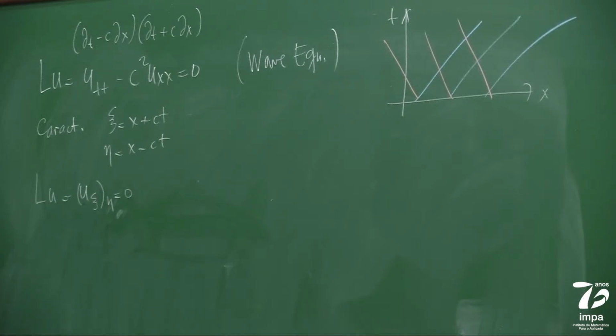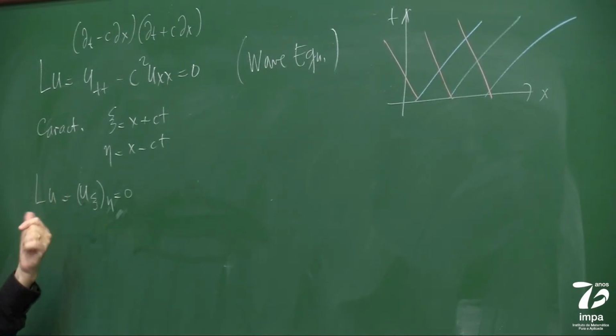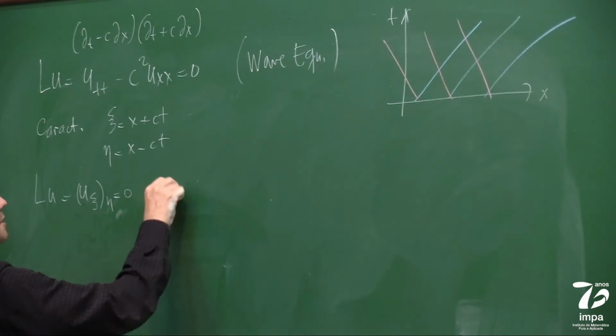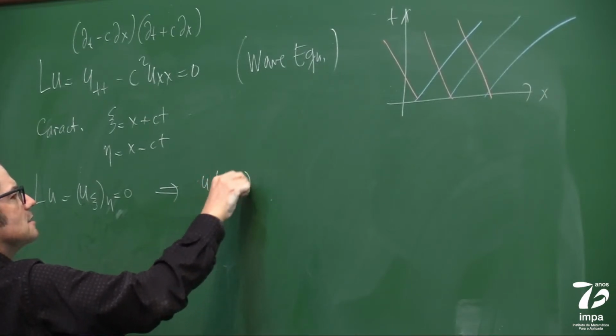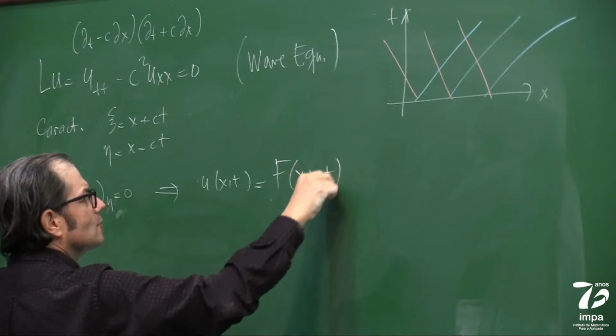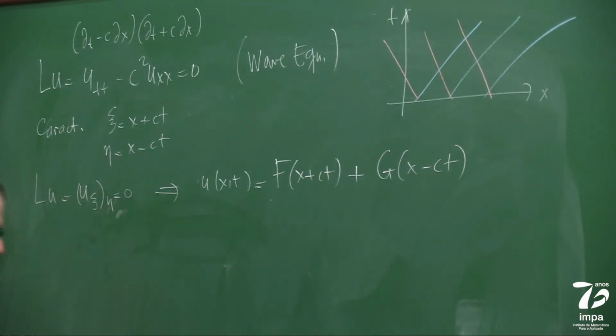So here in the notes, I'm not going to do it in detail here. I do it in the PDEs course. And then I integrate the other guy, right? You can do this by separation of variables and so on. And this will tell us that u(x,t) is equal to a right-going wave plus a left-going wave.